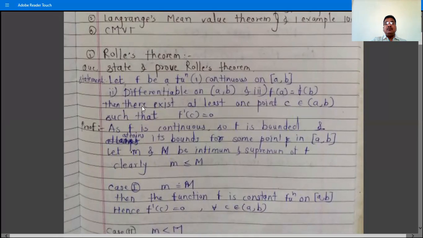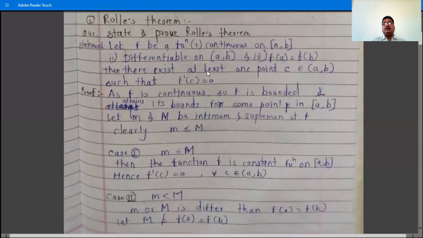So what do we have to prove? These three conditions are given. We have to show that there exists a point c belonging to the open interval (a, b) such that f'(c) is equal to 0. So what is given is: f is continuous on the closed interval [a, b], f is differentiable on the open interval (a, b), and f(a) is equal to f(b). These three conditions are given, and we have to prove that there exists at least one point c in the open interval (a, b) such that f'(c) is equal to 0, the derivative at that point is 0.